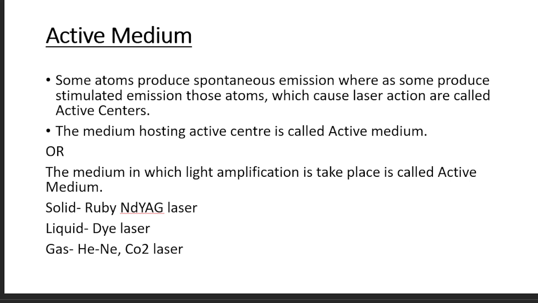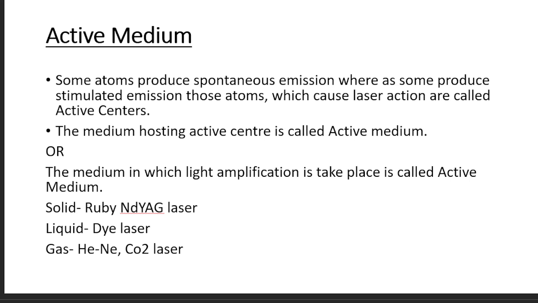Now, the next prerequisite is the active medium. So what is the active medium? The medium in which light amplification takes place is nothing but the active medium. As we see, some atoms produce spontaneous emission, whereas some produce stimulated emission. Those atoms which cause laser action are called active centers, and the medium hosting these active centers is the active medium, or we can say the medium in which light amplification takes place is known as the active medium. There are three types of active medium: solid, liquid and gas.